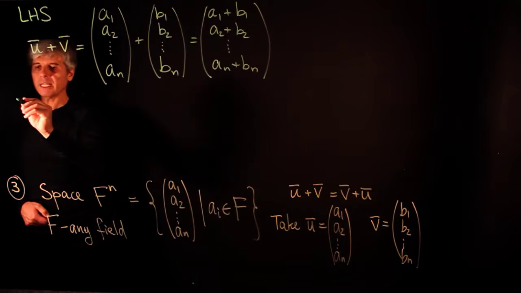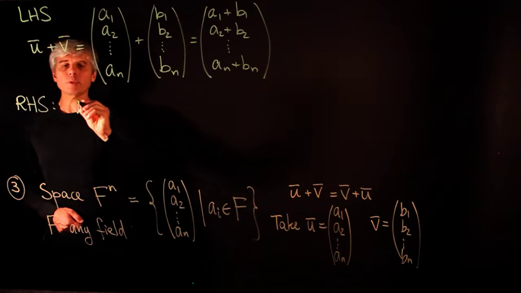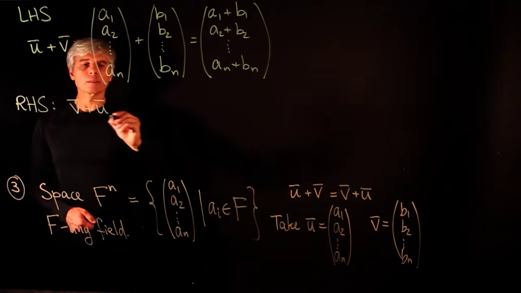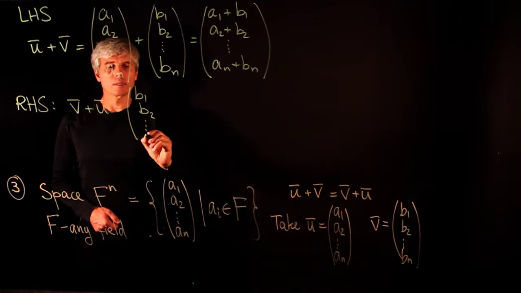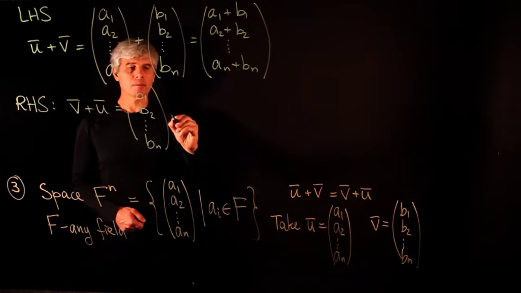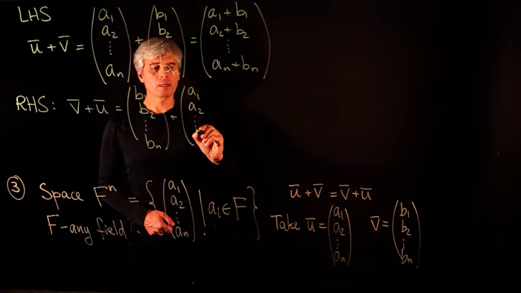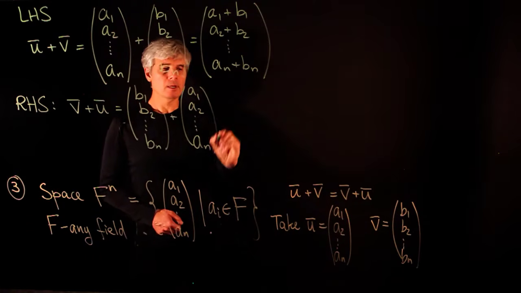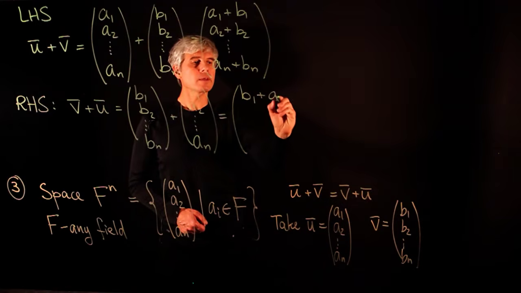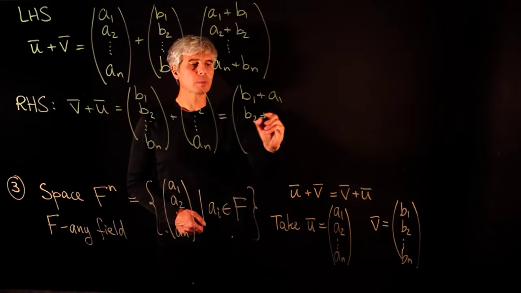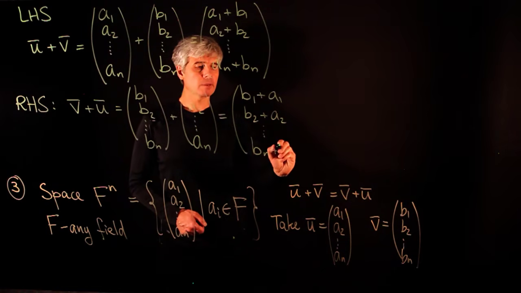Now, if we look at the right-hand side, so here we have v plus u. So this is going to be b1, b2, up to bn, plus a1, a2, up to an. And this equals b1 plus a1, b2 plus a2, bn plus an.